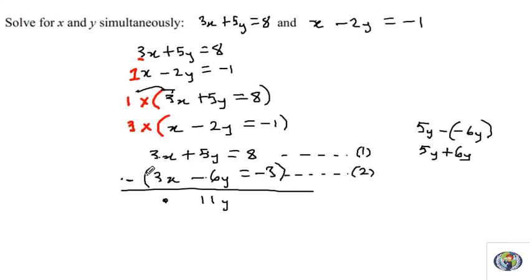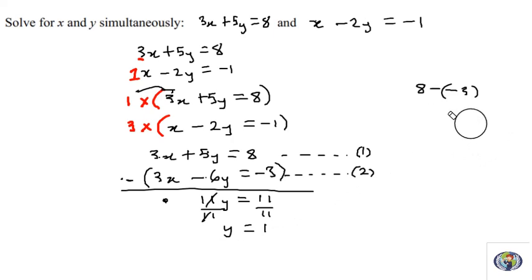Then 8 minus -3, the same operation. Make sure that you're not caught unaware. That should give me 11. Now 11 divided by 11 should give us 1. So in this case, we find ourselves with the answer y equals 1. Now, the next thing that should follow is substituting the value of y.